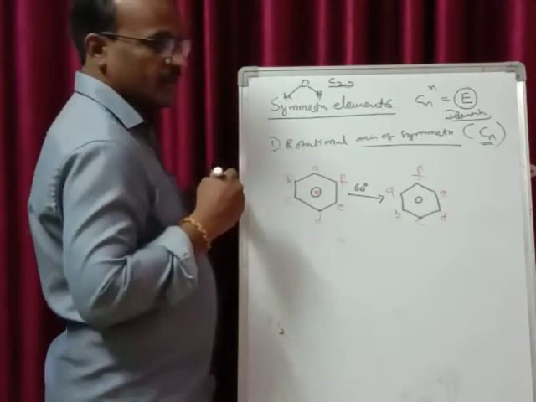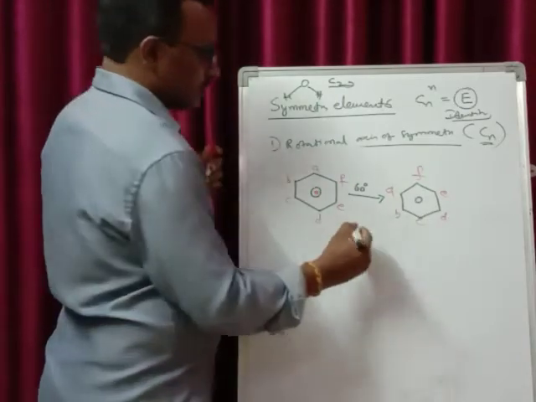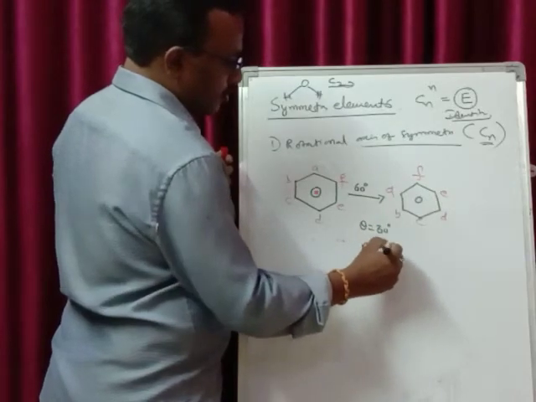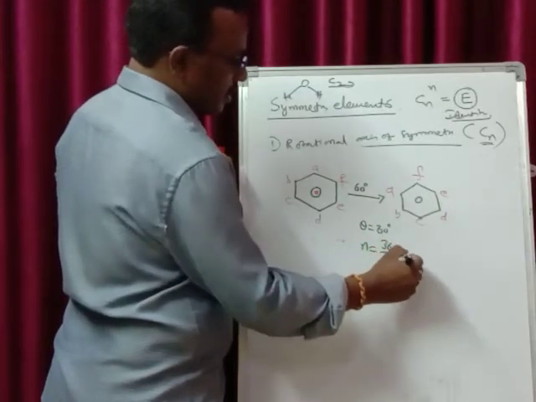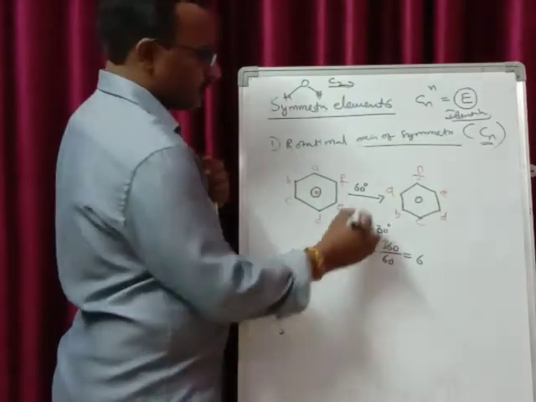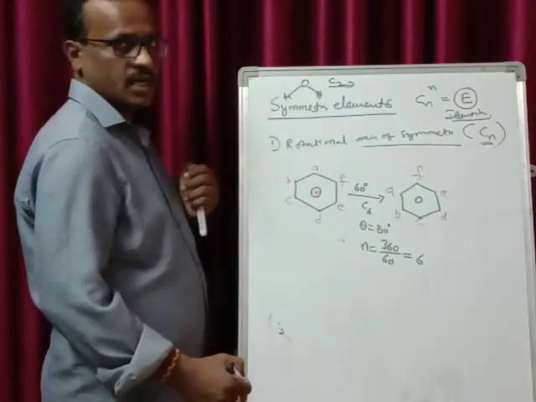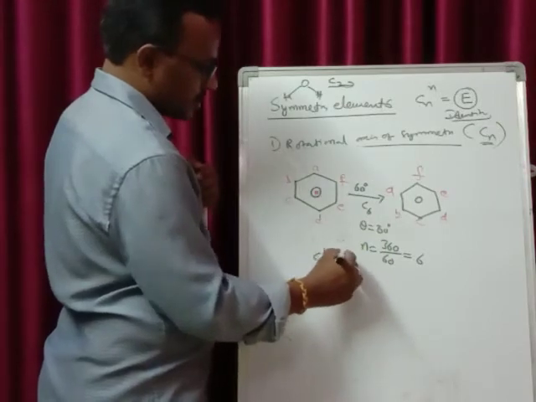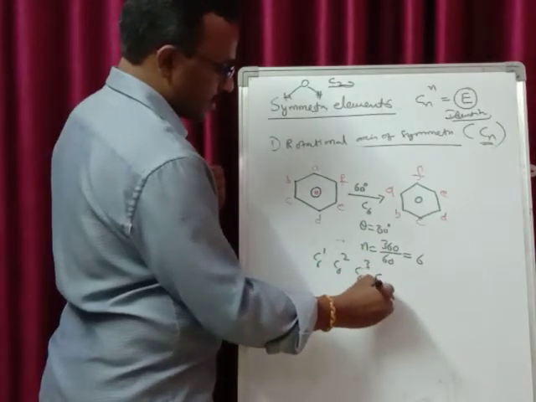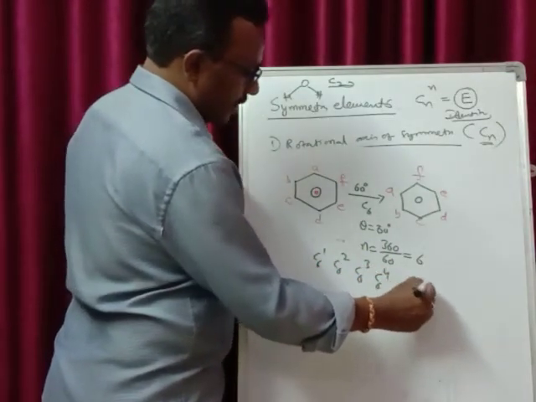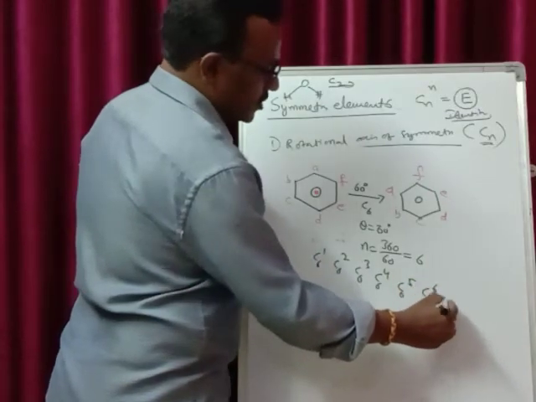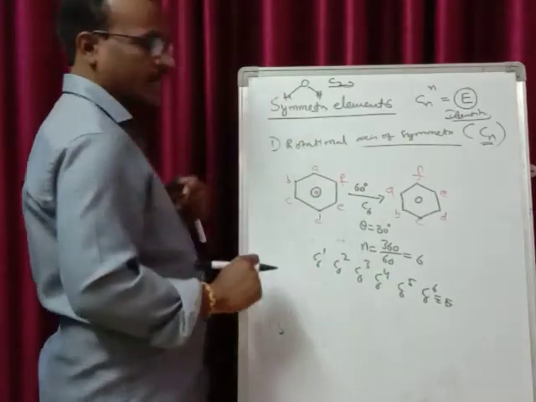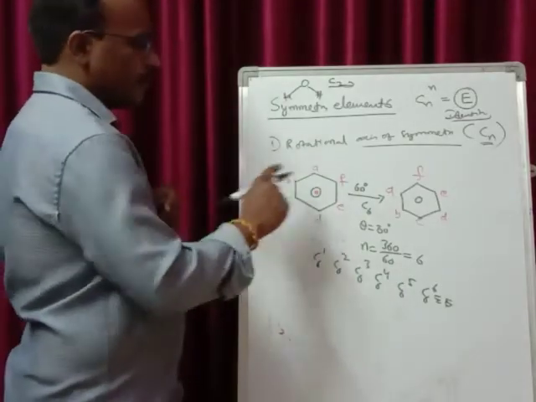This is obtained by rotation through 360 degrees. So therefore, theta is equal to 60 degrees. n is equal to 360 by 60, it is coming to be 6. So therefore, it has a C6 rotational axis of symmetry, and it has C6^1, C6^2, C6^3, C6^4, C6^5, and C6^6, which is equal to identity. So this is regarding the C6 of the benzene.